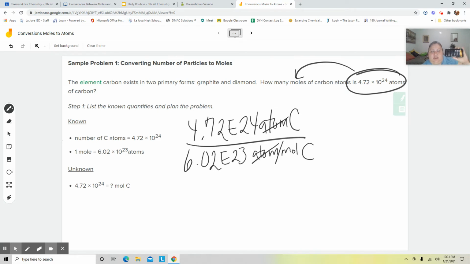Now, when you're doing scientific notation, how many people, raise your hand if you have an Android phone? If you have an Android phone, raise your hand. You see how I'm raising? You see how we're raising our hands, me and Irvin? Anybody else have an Android? Okay.